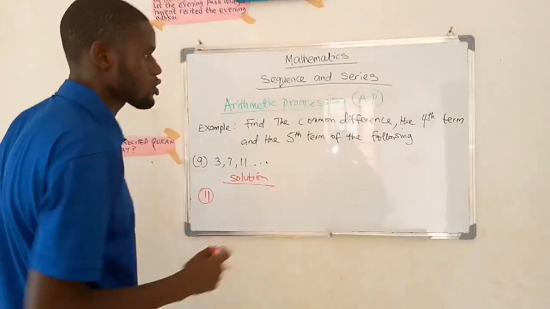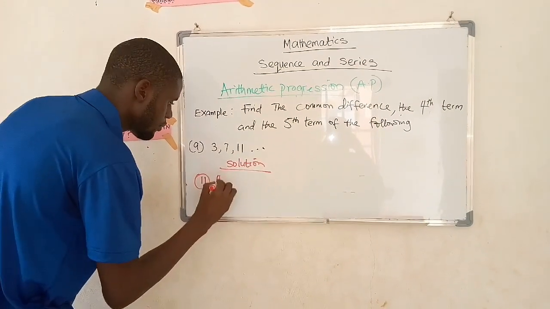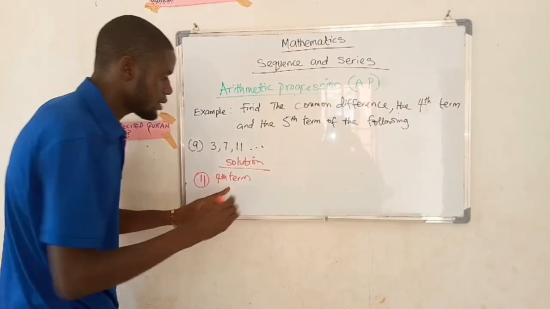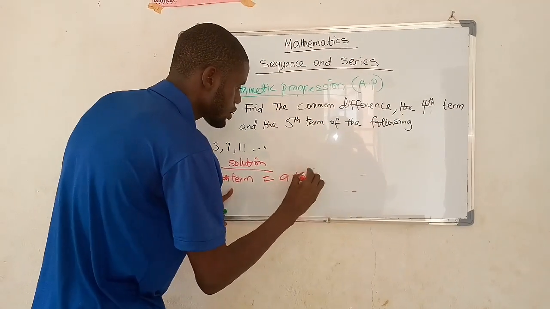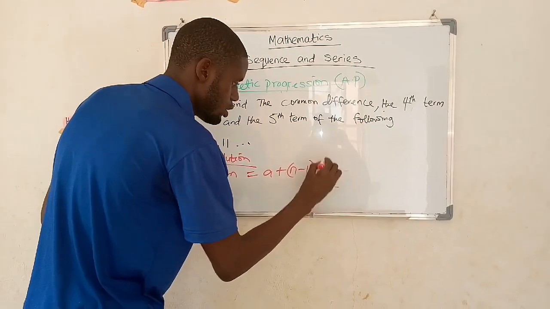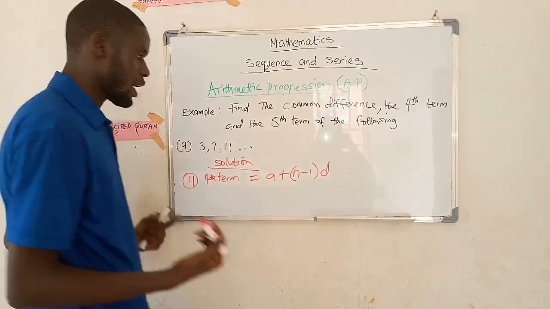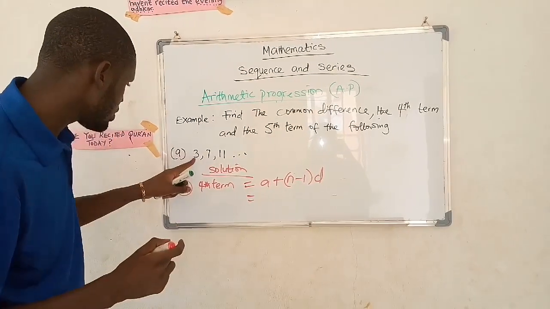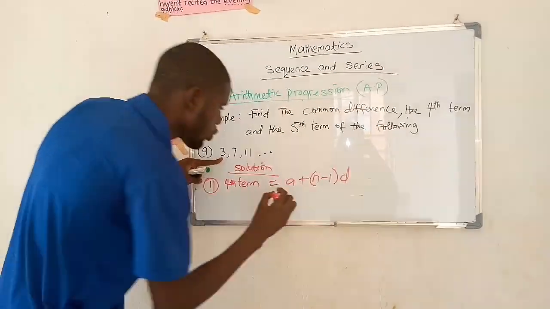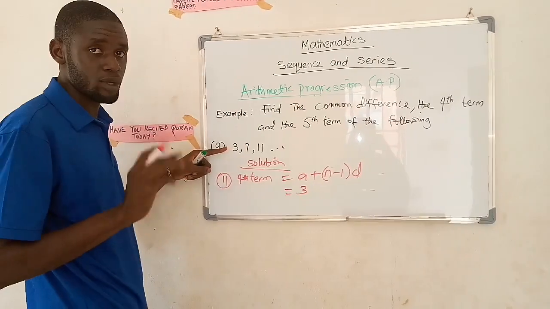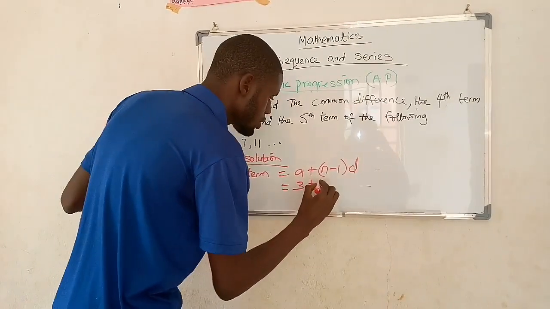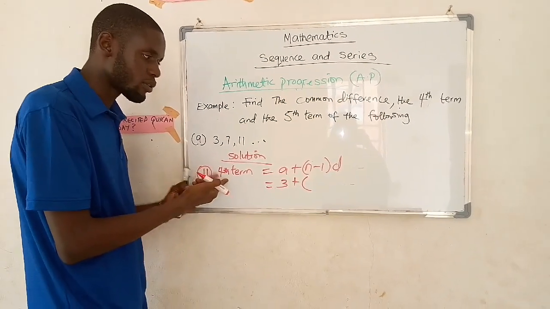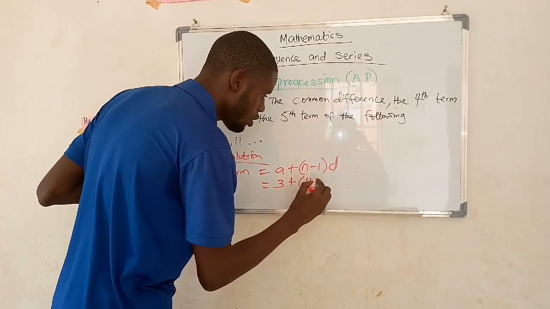Let us solve for the fourth term. Remember we said the nth term will be equal to a plus n minus 1 d. We already have our d as 4. What is a? We said a is the first term, and looking at it, the first term is 3. So we simply put 3 here. We're substituting, so we put plus, bracket open, n. The n here is 4, so we put 4, then minus 1.